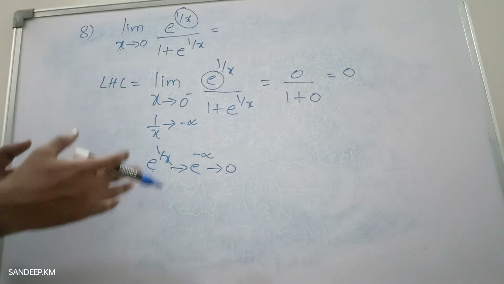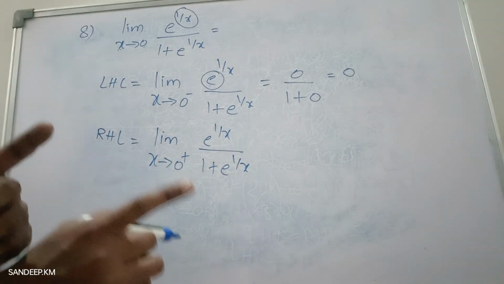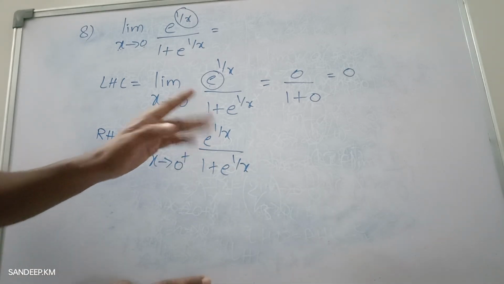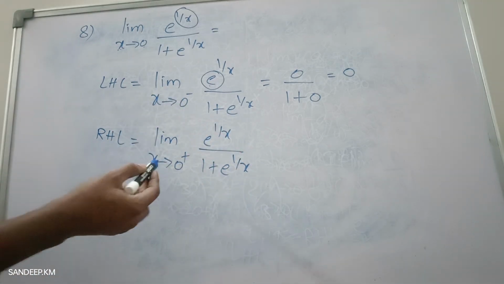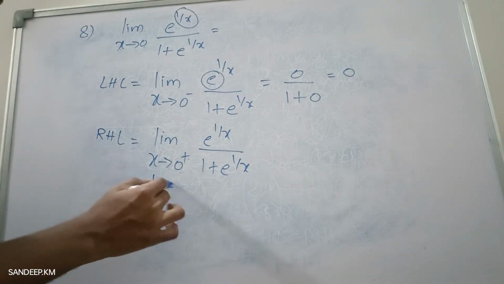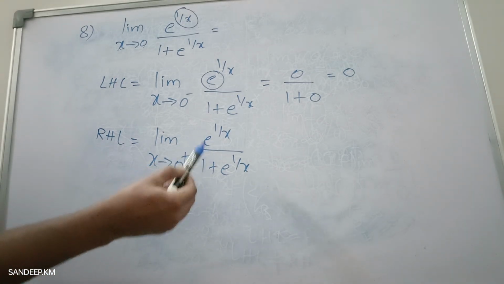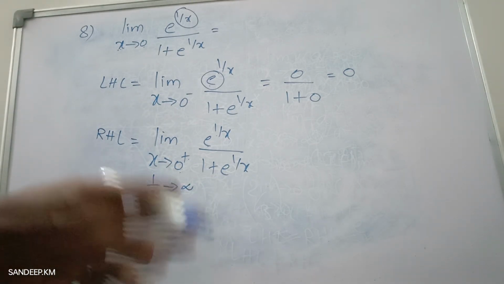Now let us see how to solve this in RHL. As I told you before, if the base is improper fraction, the power should be minus infinity. Then e power minus infinity can be taken as 0. But here x is approaching 0 from the right side. And what happens to 1 by x? 1 by x will be approaching plus infinity. Then what are we getting here? e power infinity, which is infinity. No, we cannot do it like this. I want e power minus infinity.